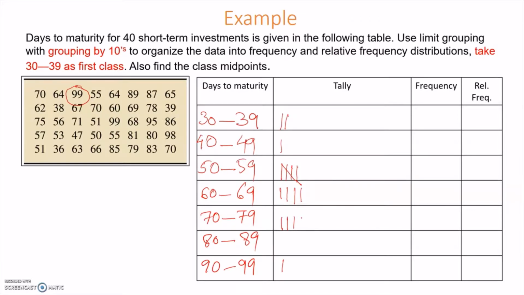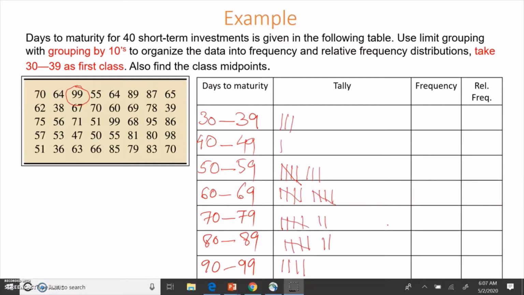70. I'm not going to do all these. I'm going to stop this so that we can complete that. I'm going to come back to you and I will finish this. So I have completed all these tallies. I have completed this tally column. Okay, so now I'm going to write the frequency.